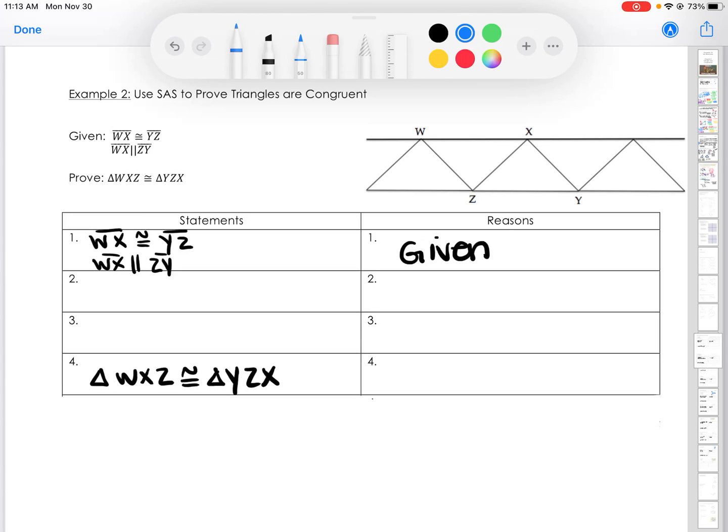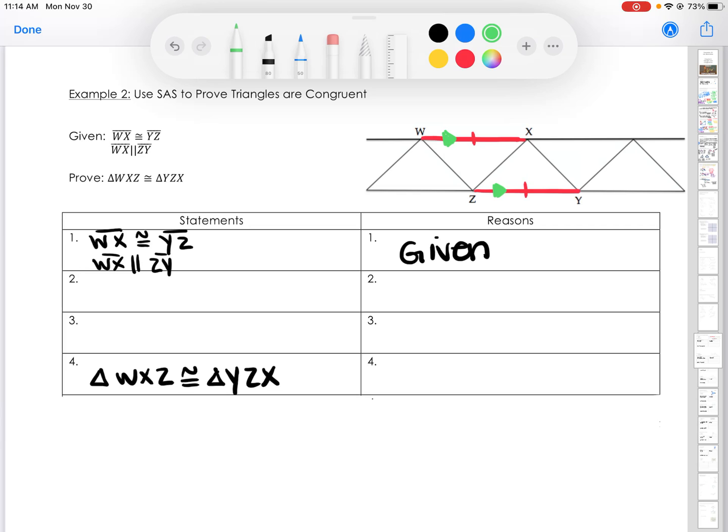For these next proofs, let's try to use SAS, side angle side, to prove these congruent. So we're given that WX is congruent to YZ. Okay. We're also told that WX and ZY are parallel to each other. So parallel means they are running at the same angle. That's why we put those little arrows, or sometimes you'll even see them drawn as triangles, and that's fine. It doesn't really make a difference.